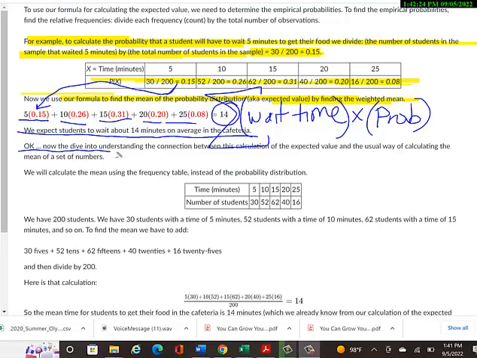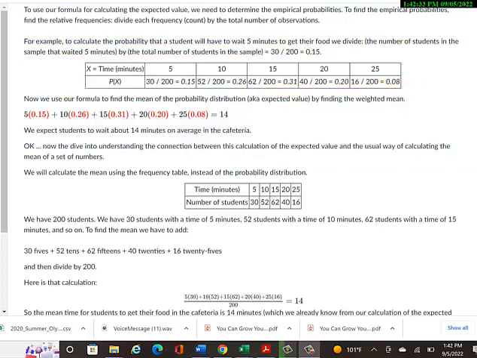Okay, now the dive into understanding the connection between this calculation of the expected value and the usual way of calculating the mean of a set of numbers. We will calculate the mean using the frequency table instead of the probability distribution. So back to that frequency table, they've written it again here. We have 200 students, we have 30 students with a time of 5 minutes, 52 with a time of 10 minutes, 62 with a time of 15 minutes, and so on.